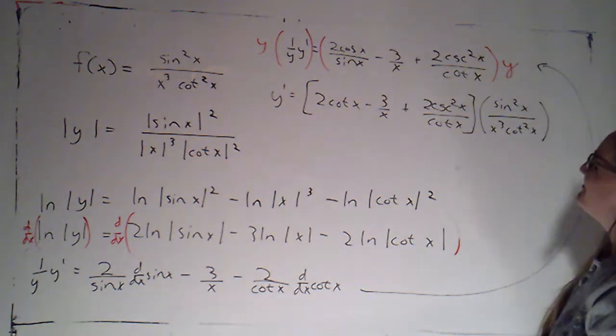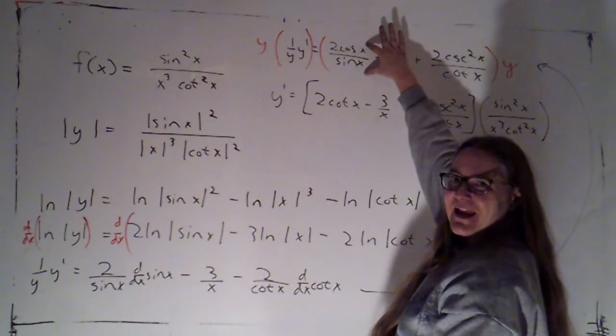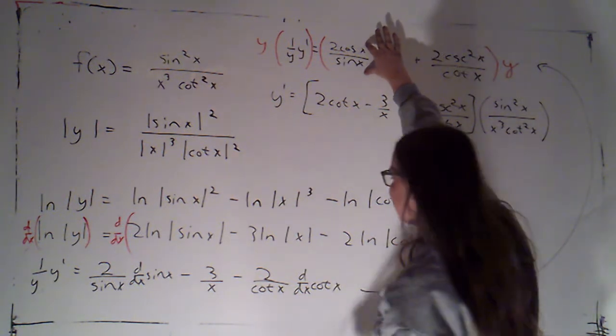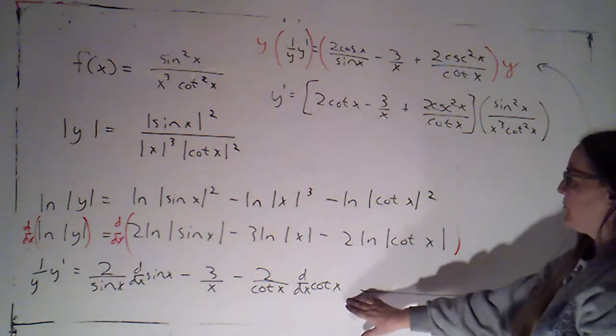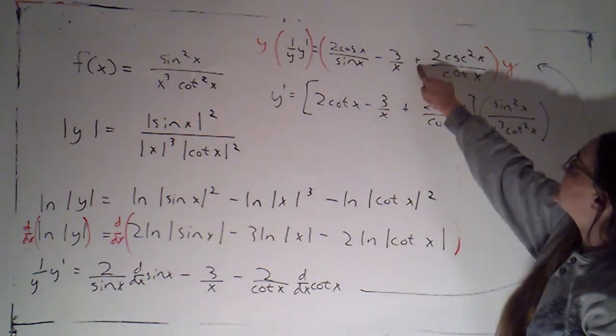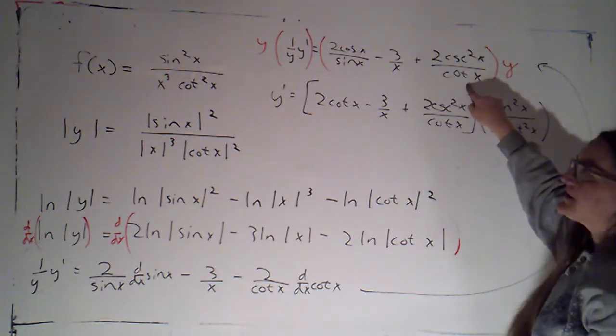Okay, the derivative of sine was cosine. So that first term became 2 cosine over sine x. And then the derivative of cotangent was negative cosecant squared. So this last term becomes plus 2 cosecant squared over cotangent of x.